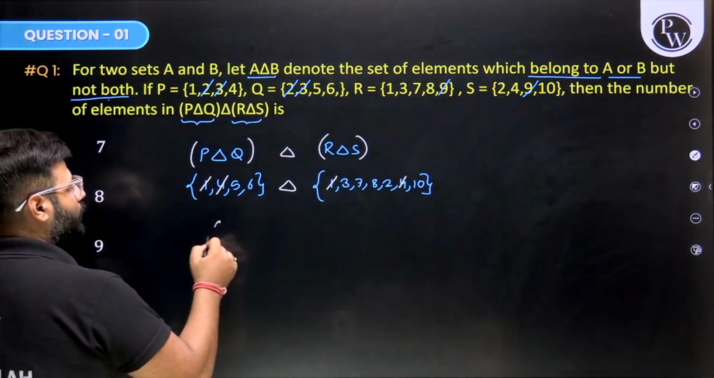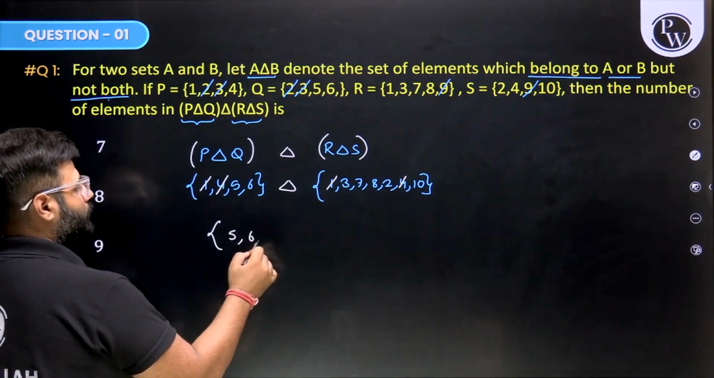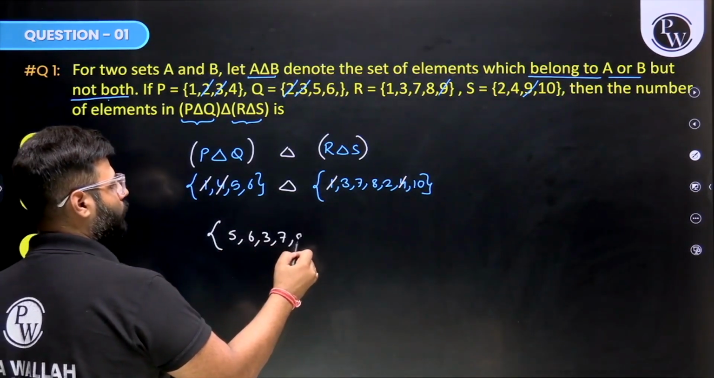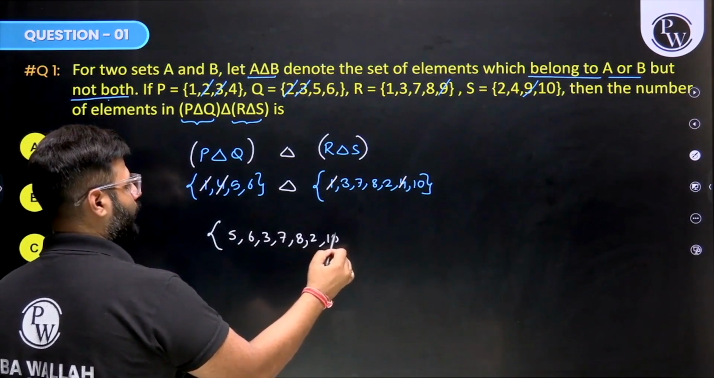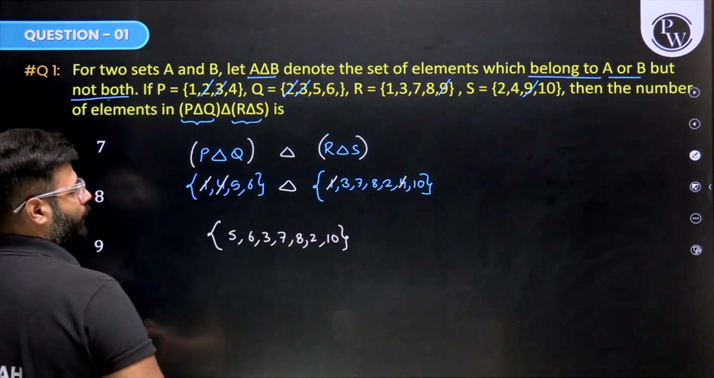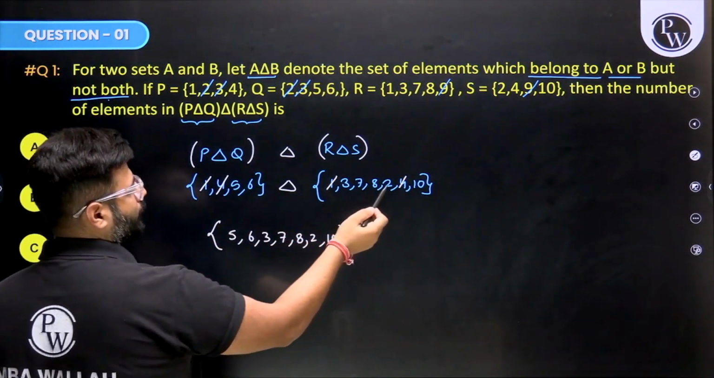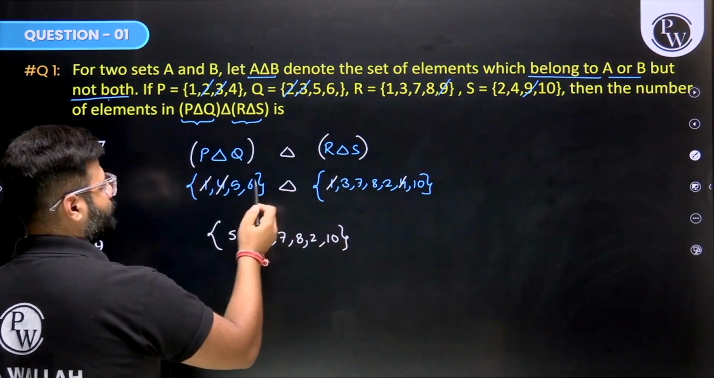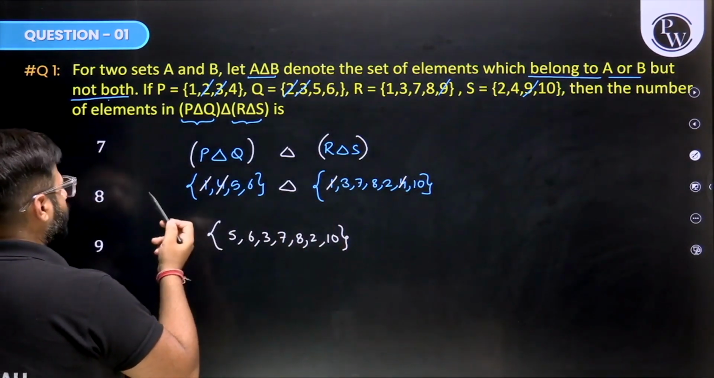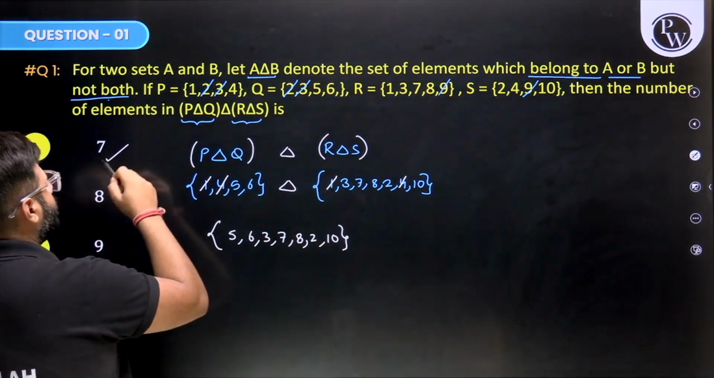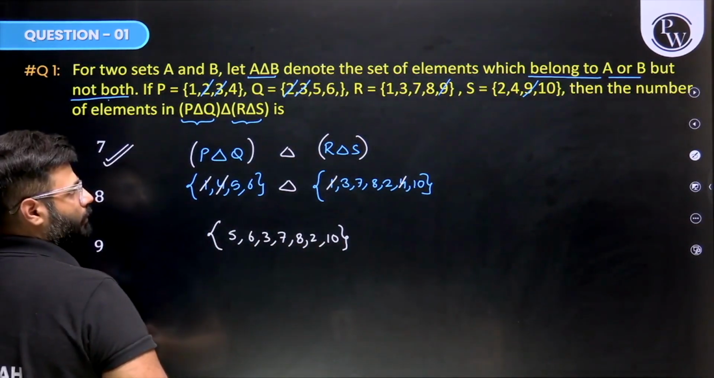So now this will be the final set I have: 5, 6, 3, 7, 8, 2 and 10. Right? 5, 6, 3, 7, 8, 2 and 10. 1, 2, 3, 4, 5, 6, 7. Right? So how many elements do I have in common? The answer is 7. Right?